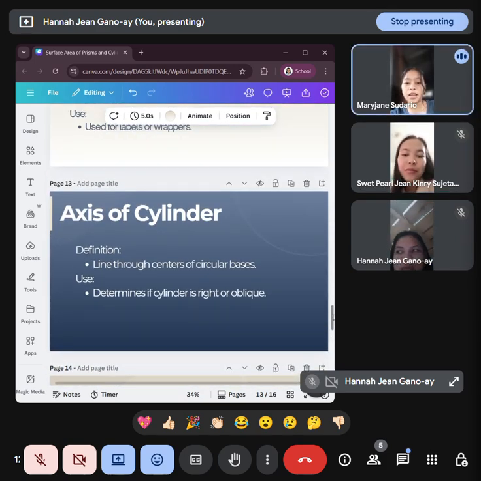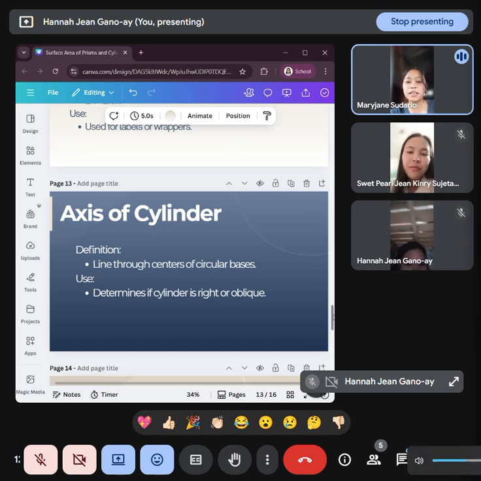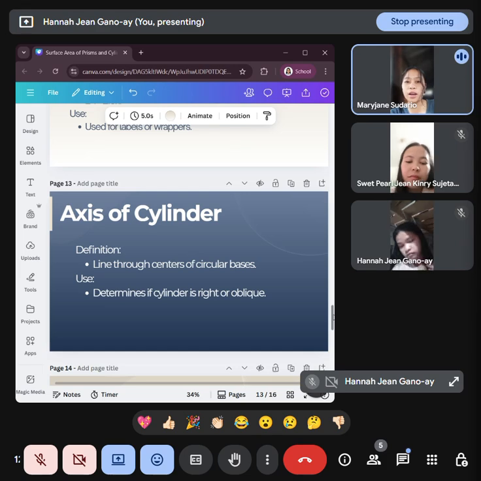Next is the axis of a cylinder. The axis is an imaginary straight line passing through the centers of the two circular bases. This axis helps us determine the type of cylinder. If the axis is perpendicular to the bases, then that is a right cylinder. And if the axis is slanted, that is an oblique cylinder. Knowing the axis matters because it tells us whether we can use the simple formulas for surface area.